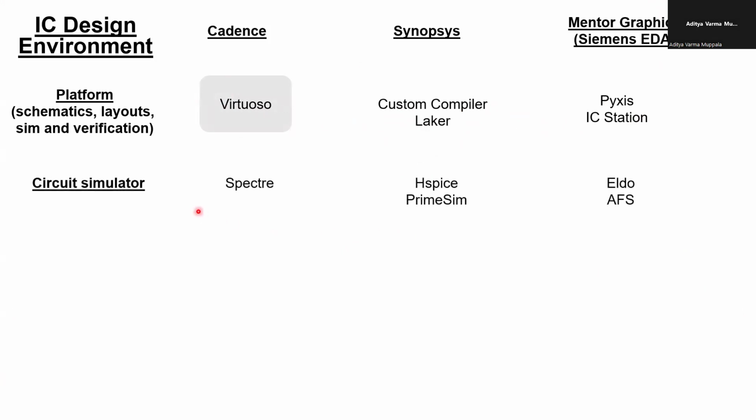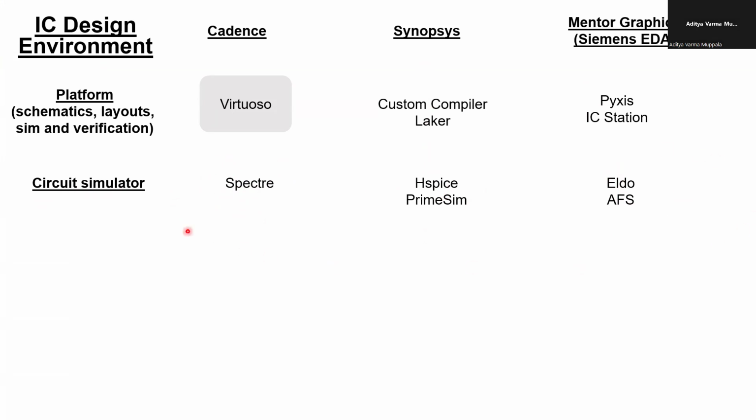Apart from the platform, you'll have circuit simulators, like SPICE simulators, as they're called. SPICE was the original one, and now there are modifications to SPICE, of course. Spectre is the one offered by Cadence, then HSpice and PrimeSim are by Synopsys, and Eldo and AFS are by Mentor Graphics. Each of them is used for different use cases. Some are faster, some are more accurate, some are used for digital design, mixed signal design, analog design, or RF. There are all kinds of different simulators.